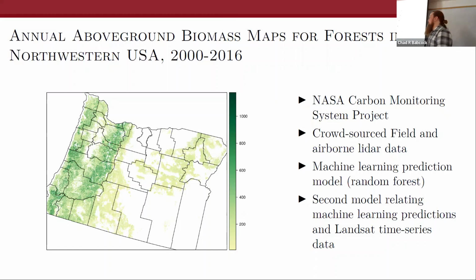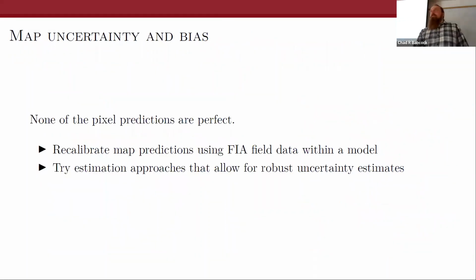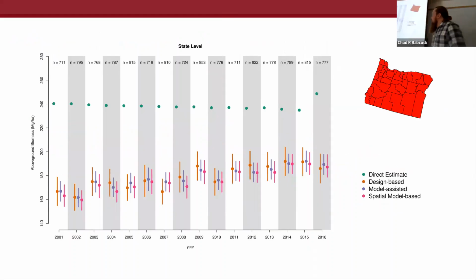Cool. Okay, so just real quick, extending the geostat model to the state of Oregon, so starting to think a little bit bigger. Essentially, we had a map of forest biomass that was produced using a conglomeration of random forest models, and they produced this wonderful map of biomass here. We're going to try to recalibrate this, bringing in US Forest Service forest inventory analysis data, and then get estimates for the state with some sort of uncertainty. And then we did that here. My orange one is the design-based estimate, like we were looking at. The purple one is a model-assisted estimator. And the pink one here is the geostat model. So we've got an estimate from 2001 to 2016. And this little green dot is essentially just the mean of the map predictions.